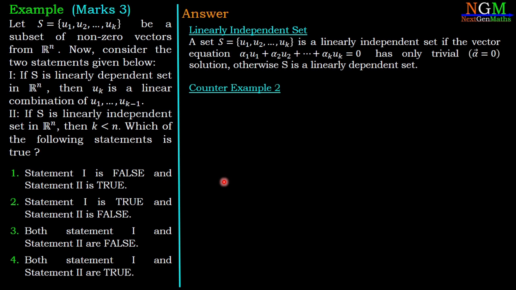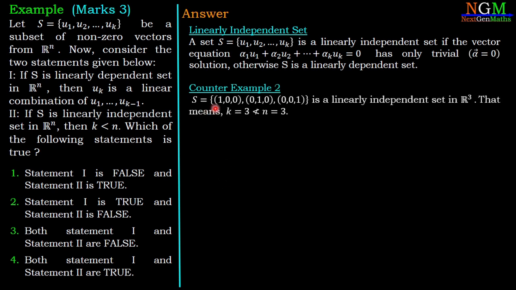Now counter example 2. If we take S equal to {(1,0,0), (0,1,0), (0,0,1)}. These are the standard basis for R3 and they are linearly independent vectors. So S is a linearly independent set in R3. S contains 3 vectors, so k equal to 3, and they are elements of R3, so n equal to 3. Here k equal to n, k is not less than n.